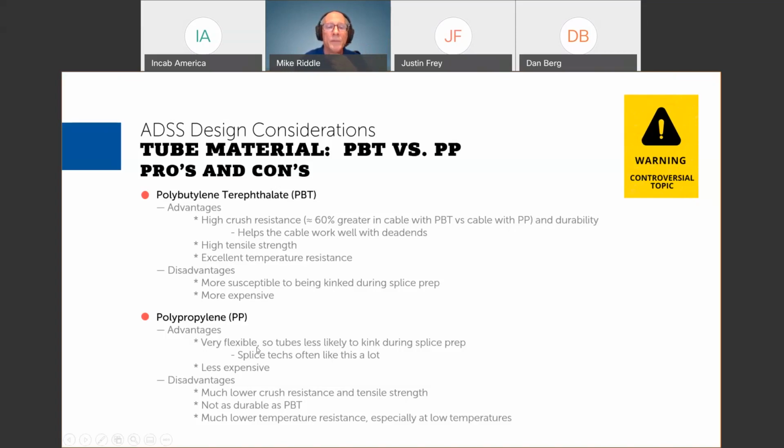Polypropylene is very flexible, and so tubes are much less likely to kink during splice prep. And splice techs do like this a lot. And it's also less expensive, but it has some significant disadvantages. It has much lower crush resistance and tensile strength, as I mentioned up above, and it's not as durable as PBT, and it has much lower temperature resistance, especially at lower temperatures within the range in which an ADSS would be expected to operate. So I think it's effectively reducing overall long-term reliability.